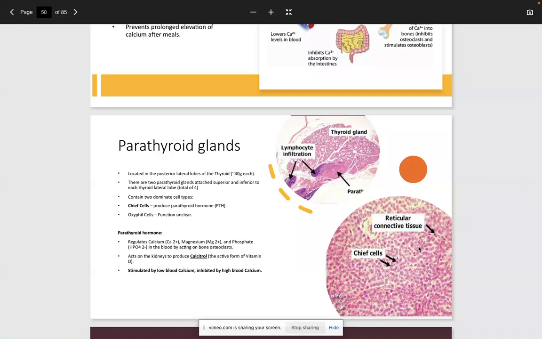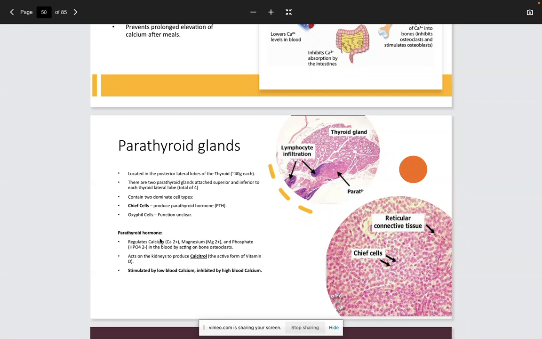So what does parathyroid hormone do? Well, it's going to regulate calcium levels, much like calcitonin. And parathyroid hormone and calcitonin kind of oppose each other. So when blood calcium levels are low, parathyroid hormone is activated, right? So again, down here in bold, I have stimulated by low blood calcium levels. So if somebody has hypocalcemia or low blood calcium, guess what's going to happen?